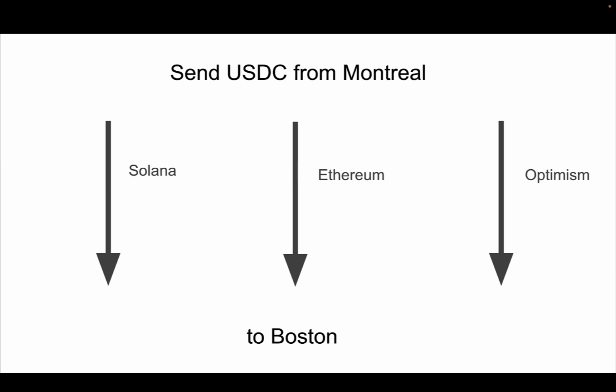In a similar sense, if you were sending USDC from Montreal to Boston, you could send your USDC on these different networks. You could send your USDC on the Solana network, on the Ethereum network, or the Optimism network. Each one of these networks will be faster or slower, more expensive or less expensive. And if one of these networks goes down and you are unable to use that network, so let's say, for instance, the Solana network goes down, you would still be able to get your USDC from Montreal to Boston using the Ethereum network.